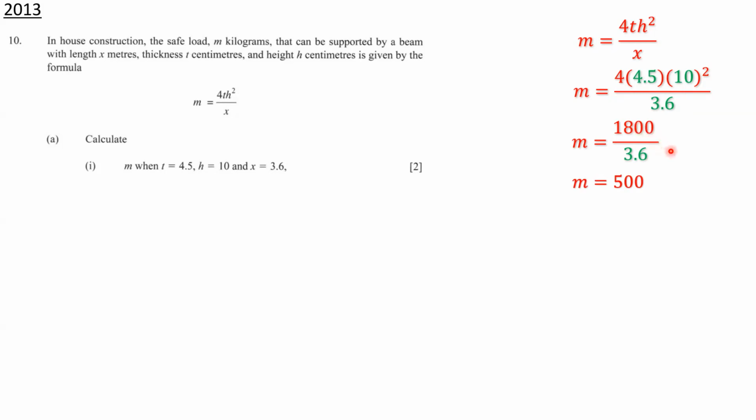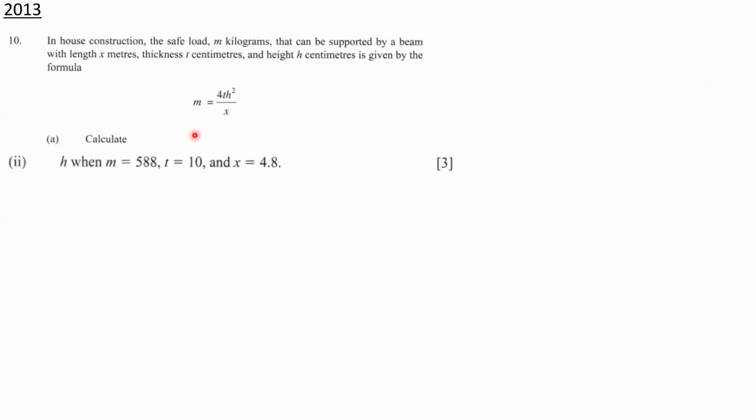Moving right along, we have this next question. It says, calculate H when M is 588, T is equal to 10, and X is equal to 4.8. We want to figure out the value of H when M is equal to 588, T is equal to 10, and X is equal to 4.8. What is the value of H?